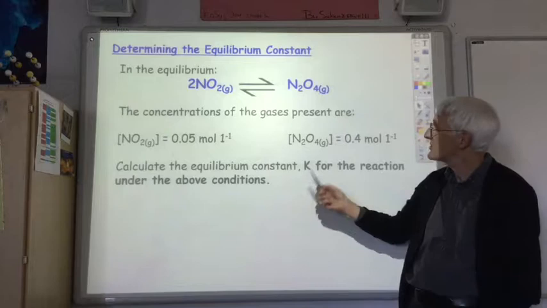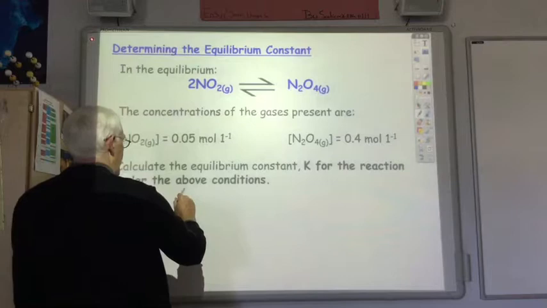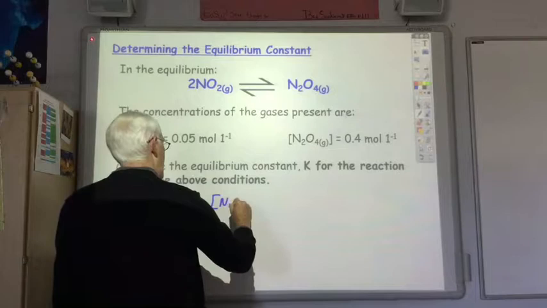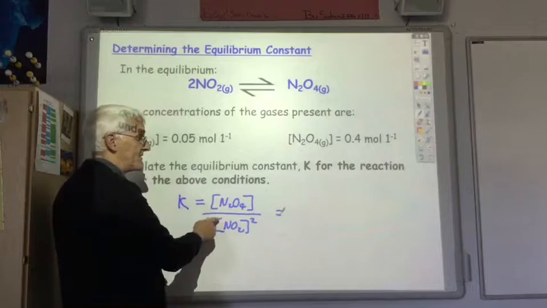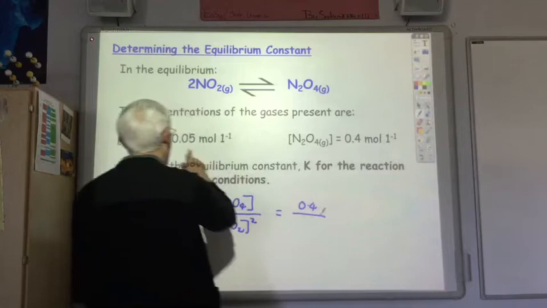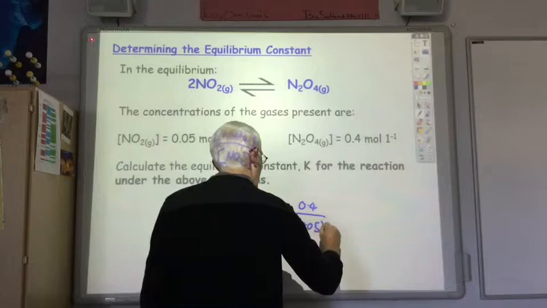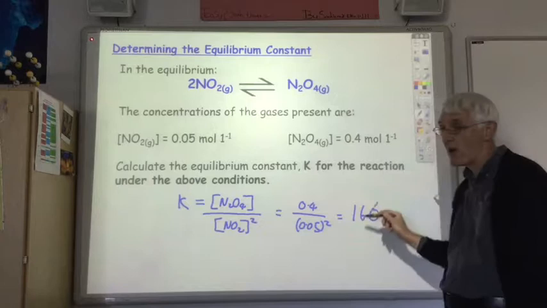So, start by writing out the expression for the equilibrium constant. So, N2 over N2O4 over NO2 squared. And substitute in the values for the concentrations at equilibrium. So, it's 0.4 over 0.05 squared, which comes out at 160. And remember, no units.